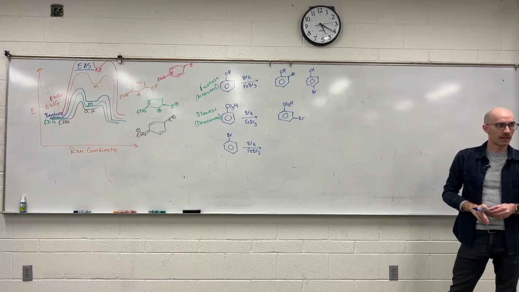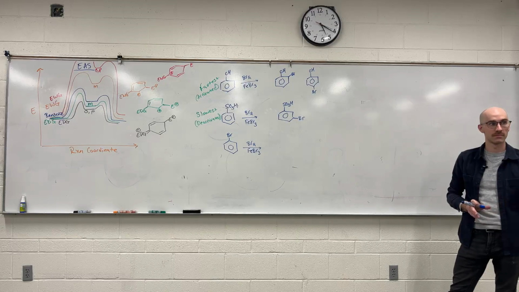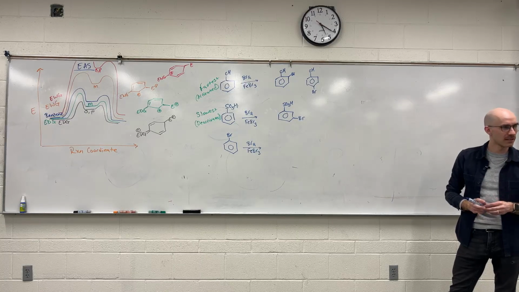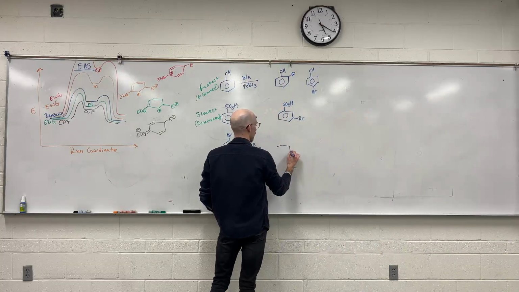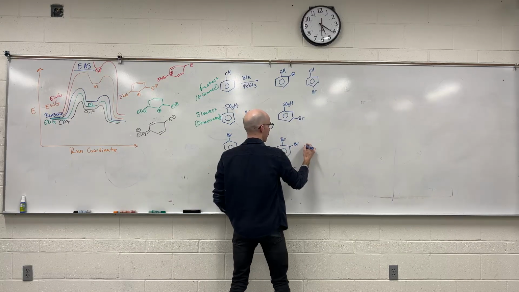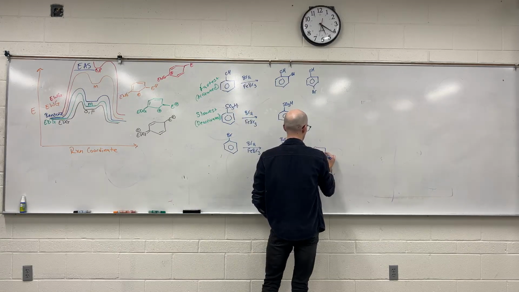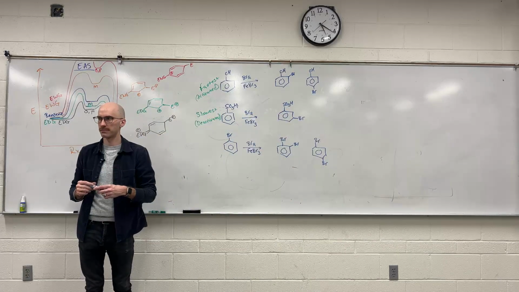How does bromine direct the bromination? Ortho-para. Is that what you said? Yeah, OP. Ortho-para. So just like phenol, I get two products, ortho-dibromobenzene and para-dibromobenzene. Brilliant.